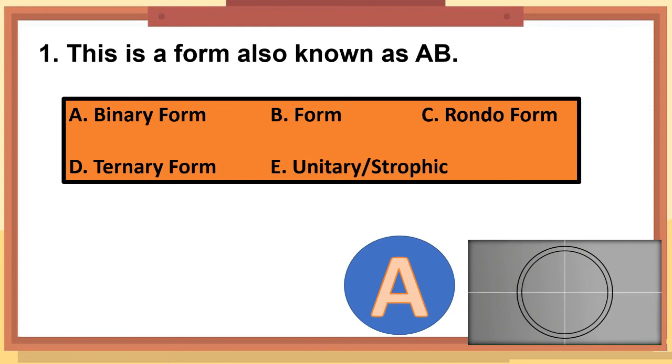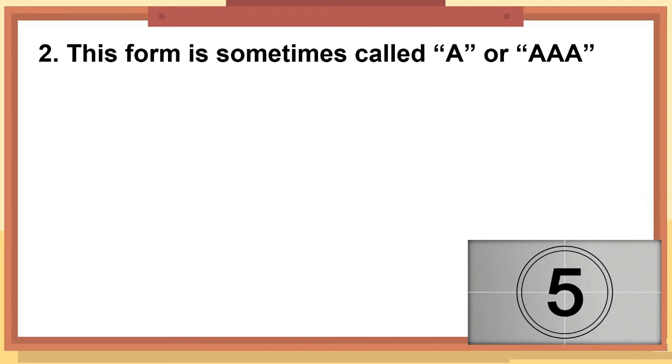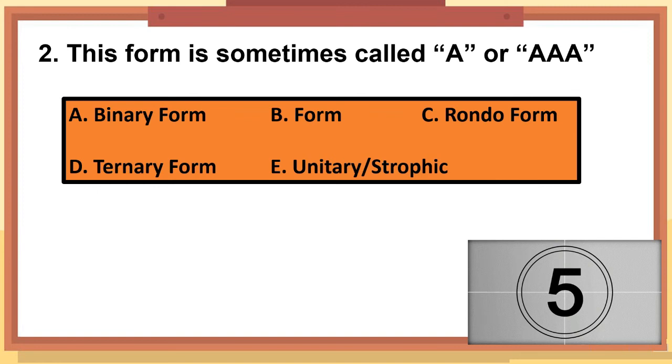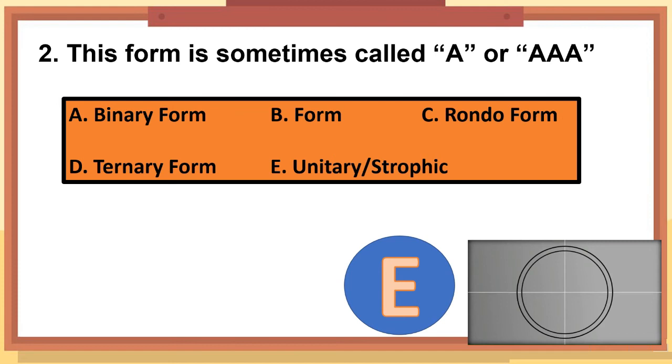This form is sometimes called A or AAA. Again, our choices are letter A, binary form, letter B, form, letter C, rondo form, letter D, ternary form, letter E, unitary or strophic form. Timer starts now. And the correct answer is letter E, that is unitary or strophic form. Let's move on to number 3.